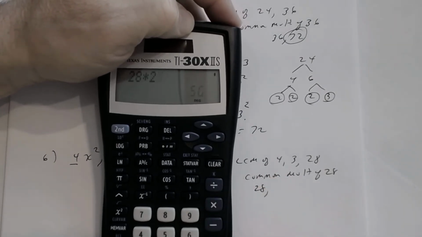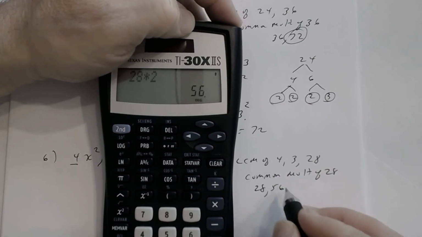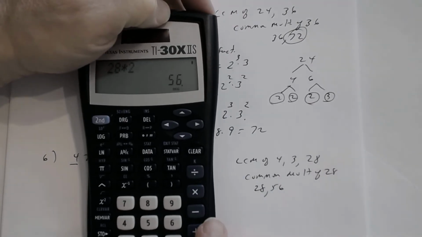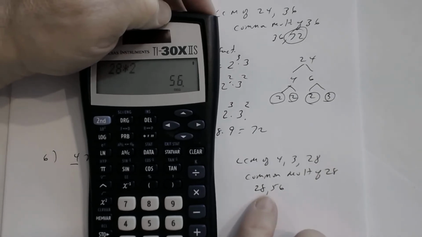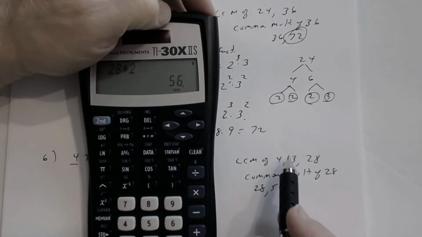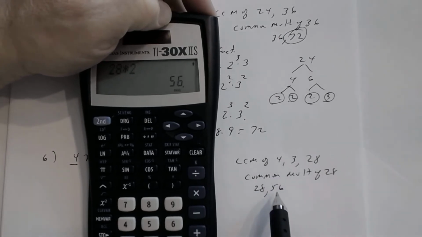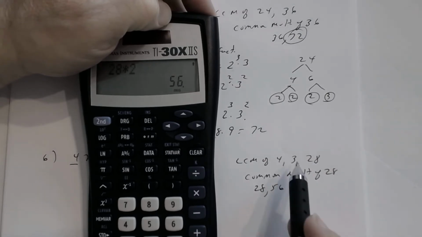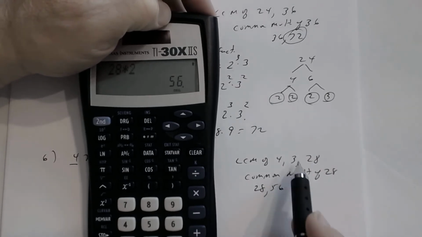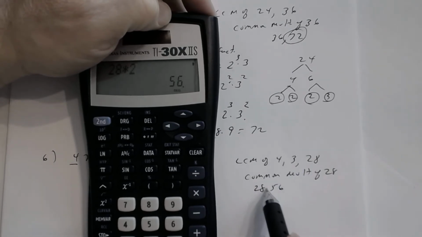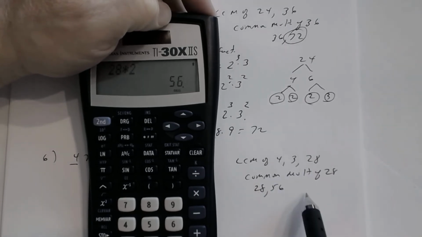28 times 2, the next multiple of 28, is 56. So let's see if 56 is divisible by 4. So I want you to notice this. If 4 is divisible into 28, then 4 has to be divisible into 56, because 56 is 28 times 2. The only issue is this 3. We got to just check the 3. So 4 goes into 28, so whatever multiple of 28 we have here, 4 will go into it. It's just this 3 that's going to be the issue.